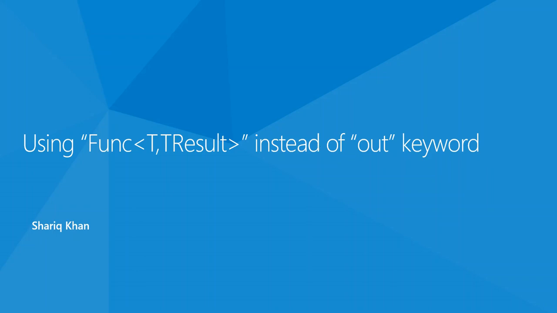Today, I will be talking about how we can replace the out keyword with a func delegate. There might be a scenario wherein you have a function which has an out parameter. The function has some built-in logic and it returns a value in the out parameter. You don't want that function to return a result to you directly, but you are using an out keyword.